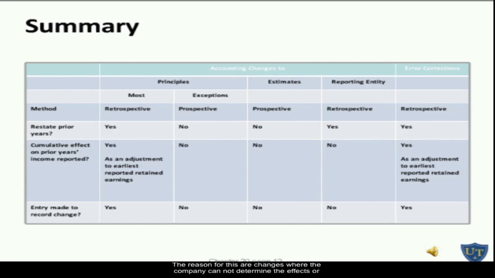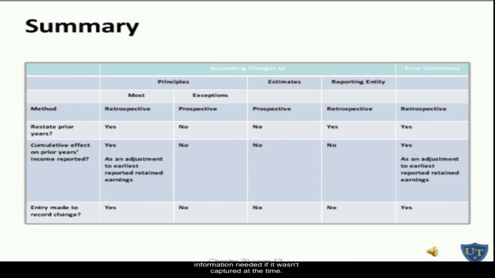The reason for this are changes where the company cannot determine the effects, or making the change retroactively would require making a lot of assumptions about management's intent or making significant estimates. An example of where this would be typically the case would be if a company changes to LIFO. It's often very difficult to go back and create those LIFO layers in the pricing information needed if it wasn't captured at the time.